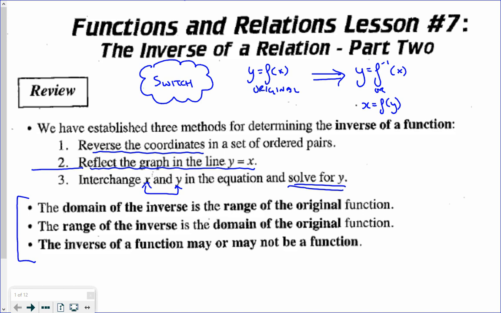And also the inverse of a function may or may not be a function. So if it is a function, we write it like this. If it is not a function, we write it like that. Okay?